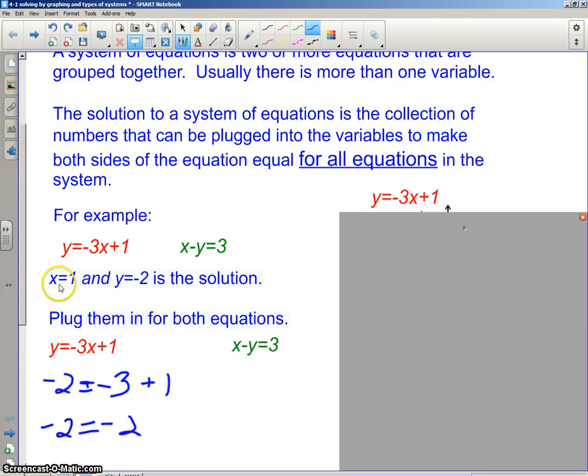x minus y. So that's 1 minus -2 equals 3. Does that equal 3? Well, yeah, 3 equals 3. So if you plug the x and y combo into both equations, it makes a true equation in both instances. And this one is supposed to still be -2. So -2 equals -2. Yeah, that's true. 3 equals 3. Yeah, that's true.